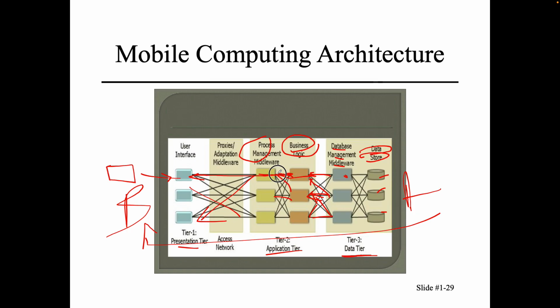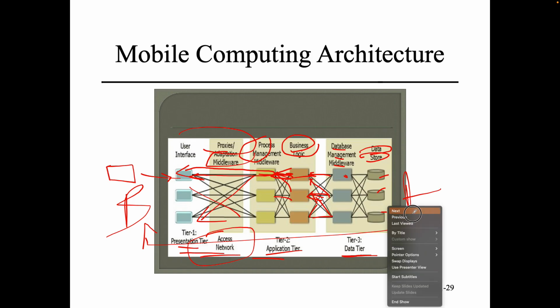Now if certain data is accessed, let's say I want to access a Word doc, a Google doc, then the process management middleware sends that data over to my UI using a certain proxy or an adaptation middleware, which is the access network. So data, application, access network, presentation. Okay, easy.